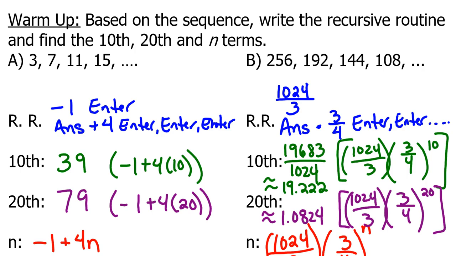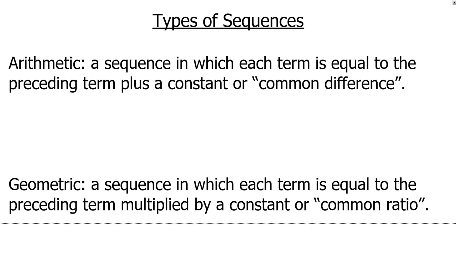Now, if you notice, we had two different types of patterns going on. One we were adding and one we were multiplying, and that refers to the types of sequences that we're using. If we have something that we're adding or subtracting, that would be called an arithmetic sequence because there is a common difference. Now, if it had a multiplier, we could call that a common ratio. That would be considered a geometric sequence.